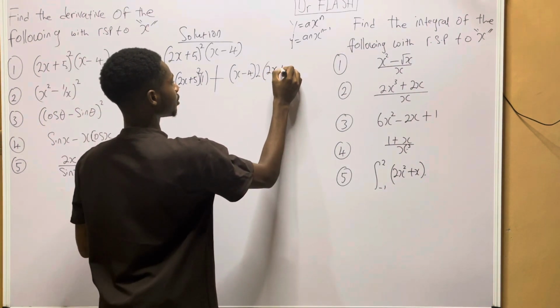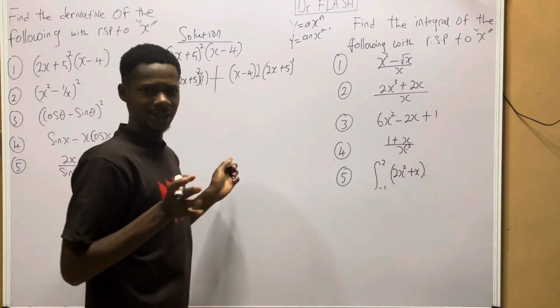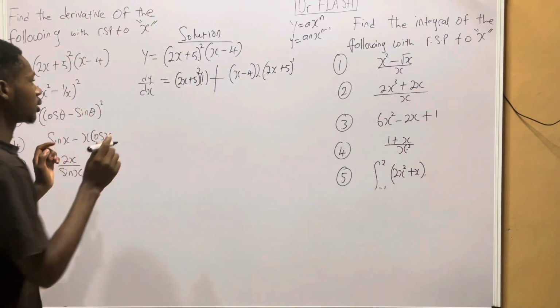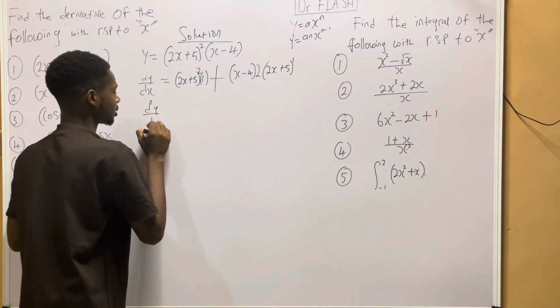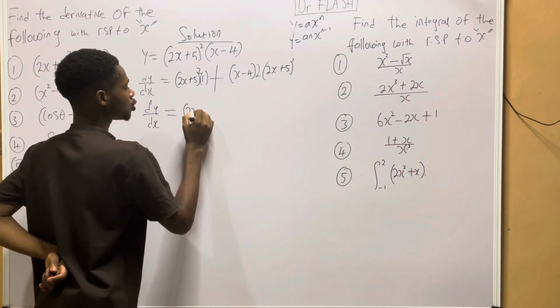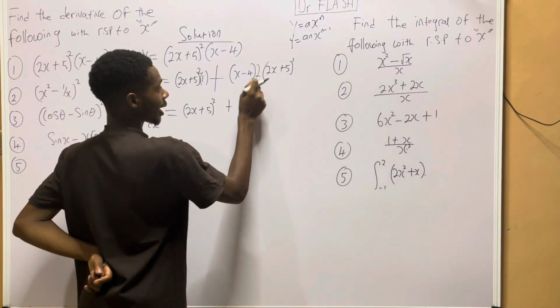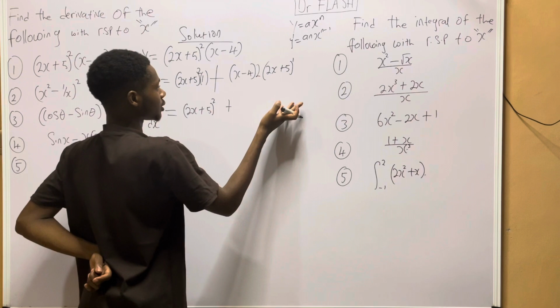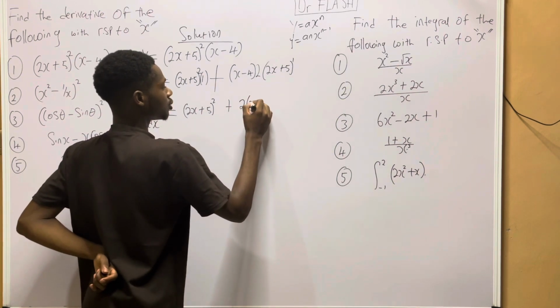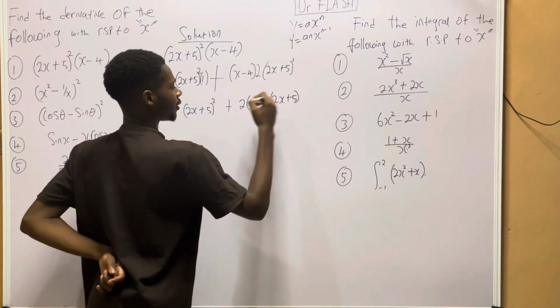We're going to have 2x plus 5 all raised to power 2 minus 1 gives you what now? 1, as easy as that. So for me, we simplify, we're done with differentiating. So dy over dx will now be equal to, this bracket gives us 2x plus 5 all squared plus, I can choose to expand with whichever bracket I want, okay? So I'm going to get 2x minus 4, 2x plus 5.